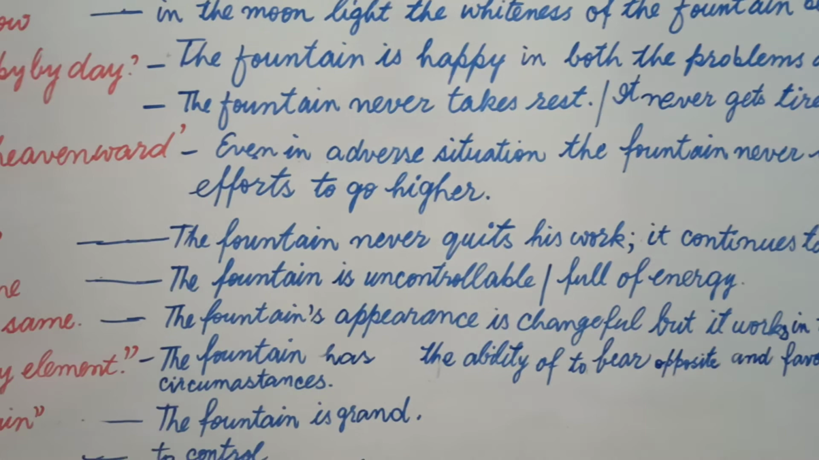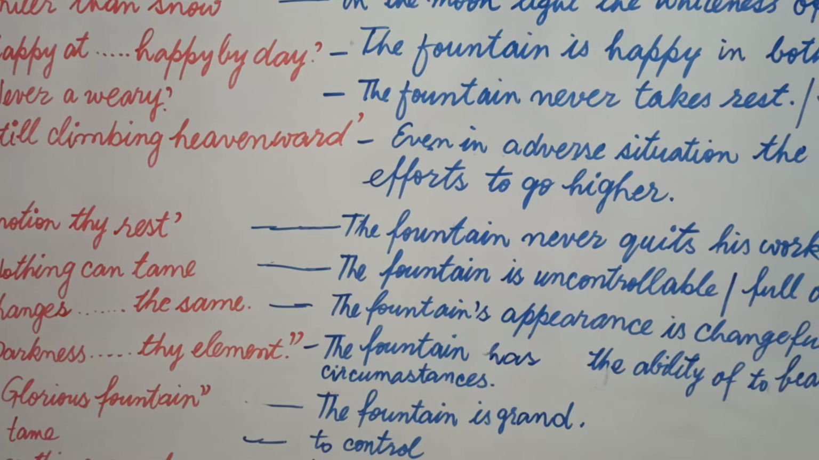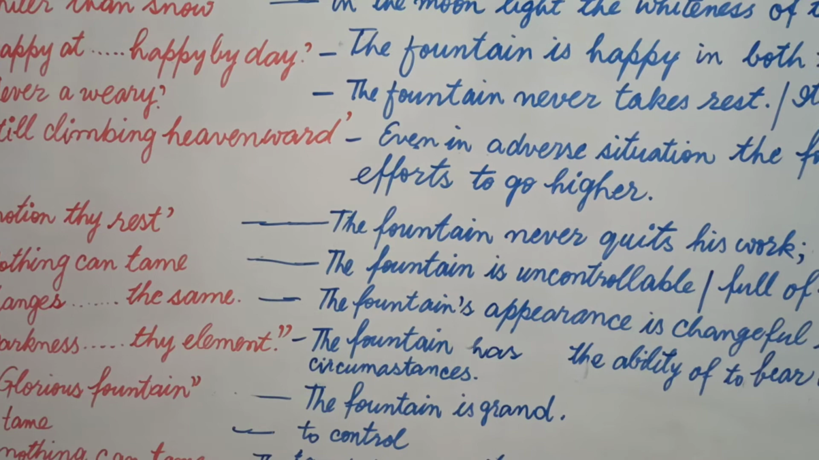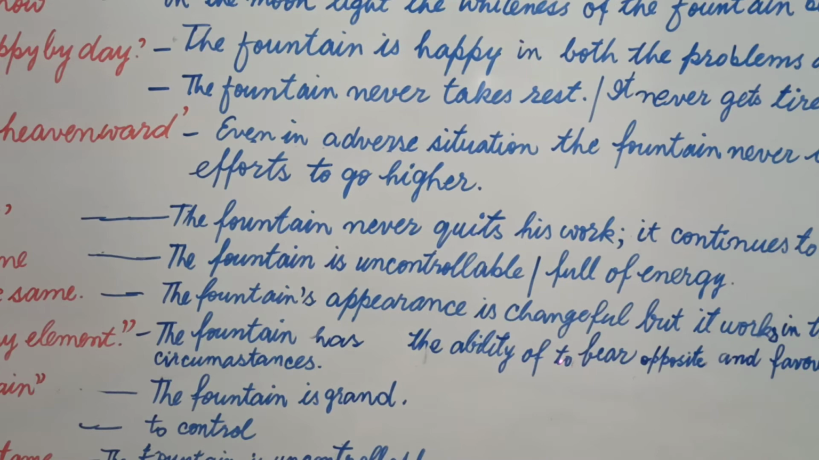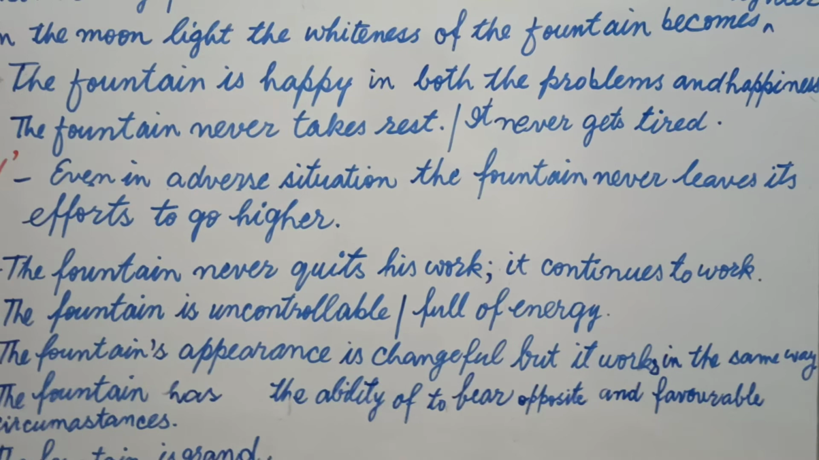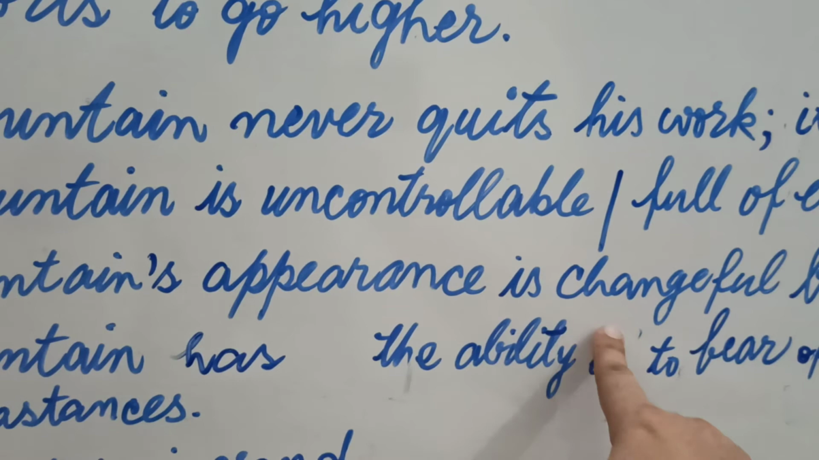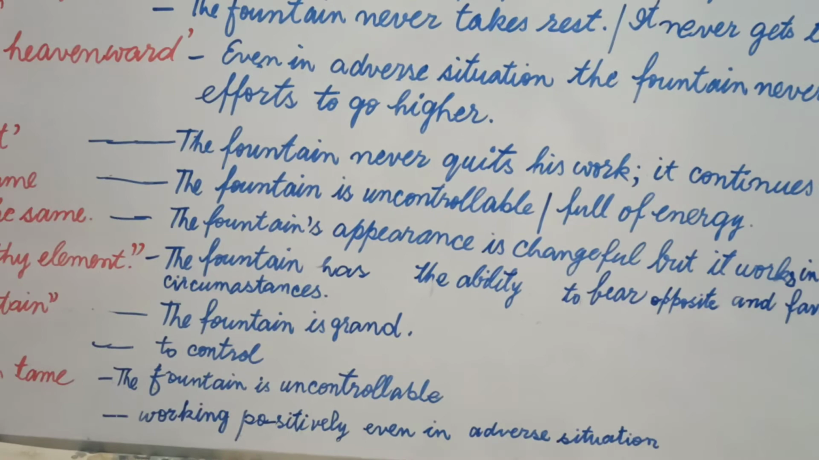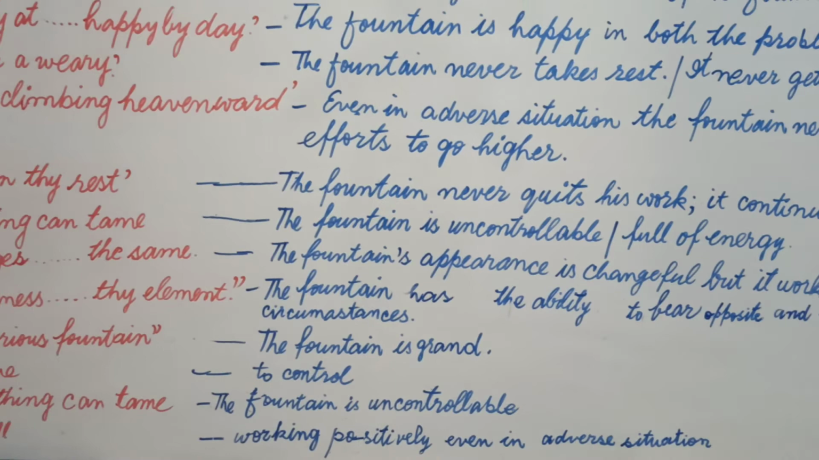Student, next expression is, darkness or sunshine up to thy element. Darkness means opposite circumstances, and shine means happiness. In this way, you can say the fountain has the ability to bear opposite and favorable circumstances. Students, now you will have to omit off from here, and you can say the fountain has the ability to bear opposite and favorable circumstances.